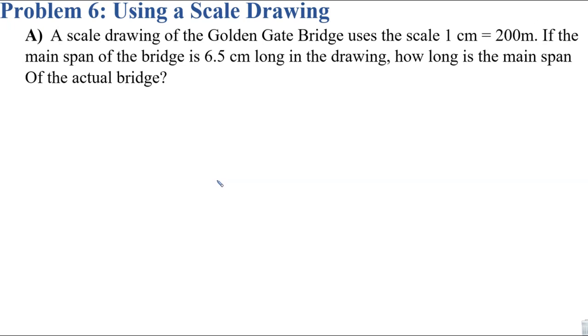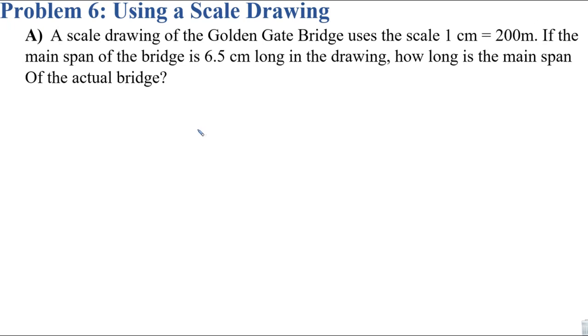All right, so next up, let's apply this idea of similarity to a real-world situation. Problem 6, part A says, a scale drawing of the Golden Gate Bridge uses the scale 1 centimeter equals 200 meters. If the main span of the bridge is 6.5 centimeters long in the drawing, how long is the main span of the actual bridge?